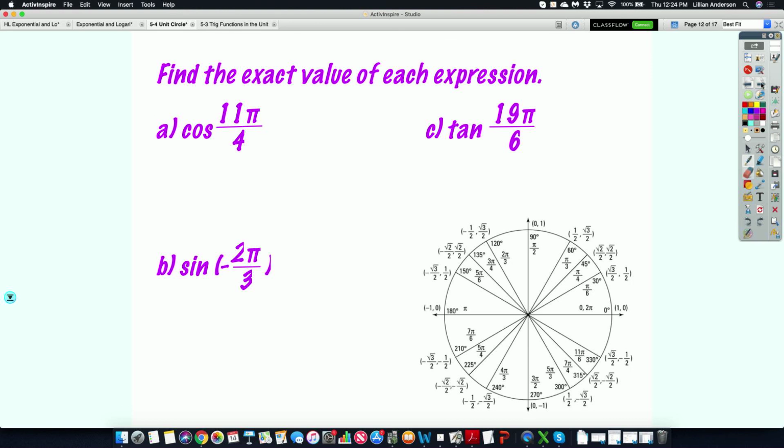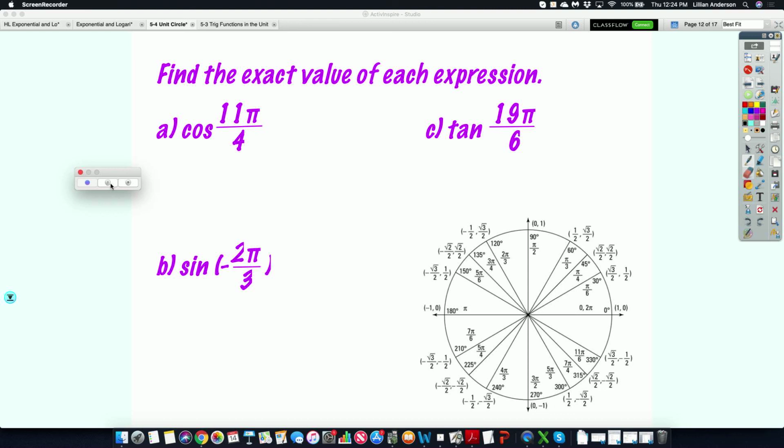I'm needing 3 more, same directions, so you don't have to rewrite them. We're going to find the exact value of each one of these radian measures. I picked radians because I need y'all to work with them. I know you can do degrees easily. So get these down. As we can see, 11 pi over 4 is not on the unit circle. Neither is 19 pi over 6 or negative 2 pi over 3.